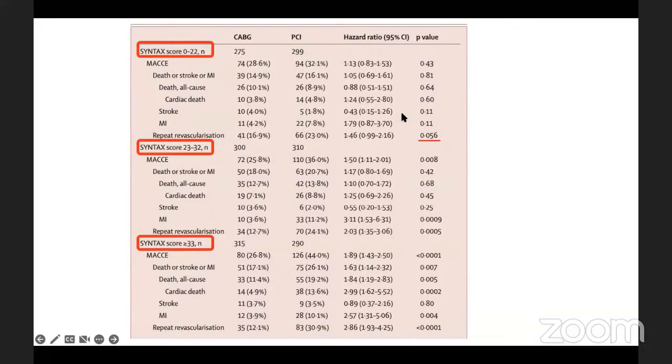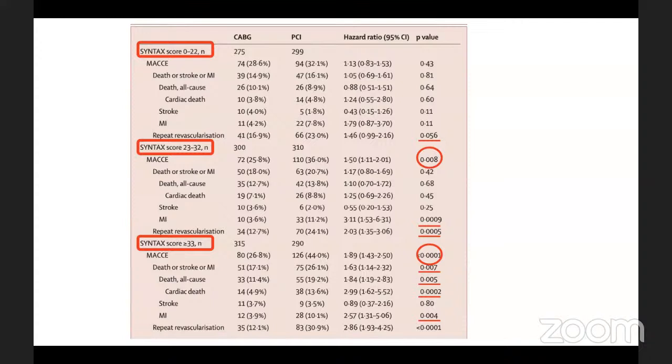And those with low syntax score. However, in patients with intermediate and high syntax score, the MACE was significantly lower in the coronary bypass surgery. And if you look at each component, all the components were almost significant in those patients with high syntax score, which concurred with the same conclusion at 1 year: the superiority of coronary bypass surgery over PCI in patients with left main or 3-vessel disease, especially those with high syntax score. Those with intermediate syntax score also had a superiority.